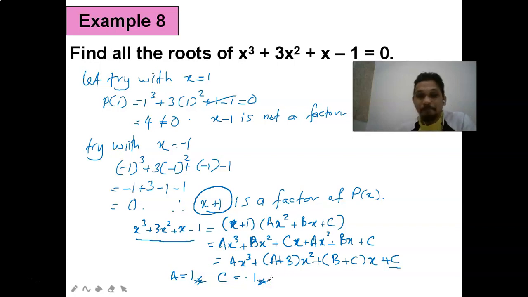And what about b? Okay, a plus b equal to 3, where a equal to 1. So 1 plus b equal to 3. So then here b equal to 3 minus 1 equal to 2. Okay.